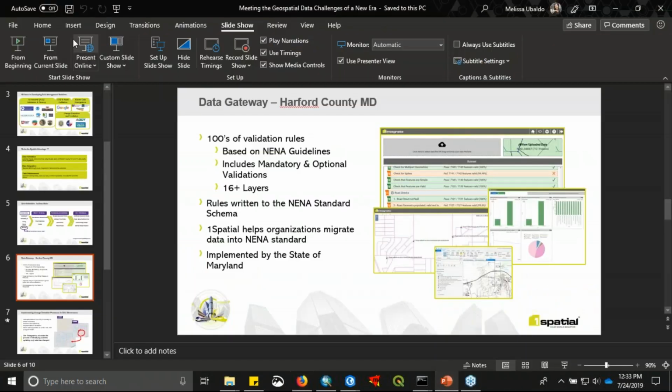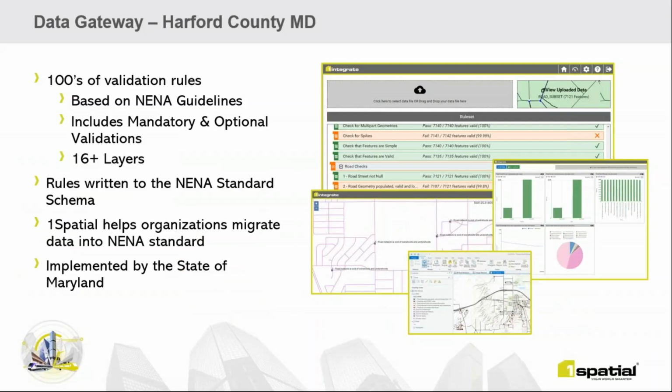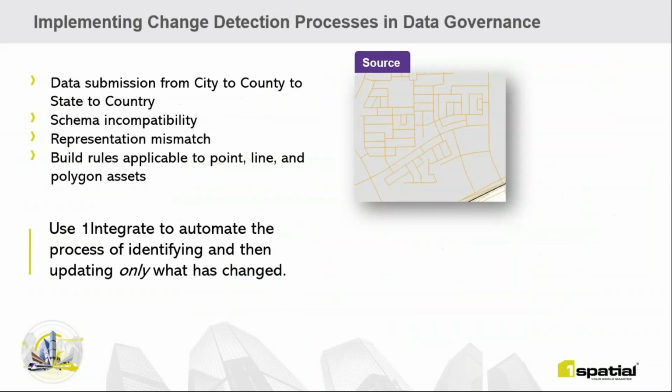For the last part of my demo, I am going to show another method of facilitating data rollup, which is through implementing a change detection process. I'm sure everyone in attendance here has, in one capacity or another, had to integrate multiple data sets from multiple sources collected to fit different purposes. We even observe this when data is being turned over from city to county to state to country.